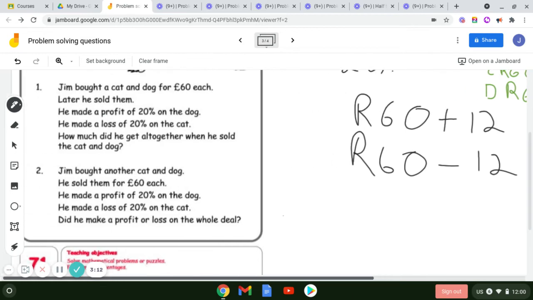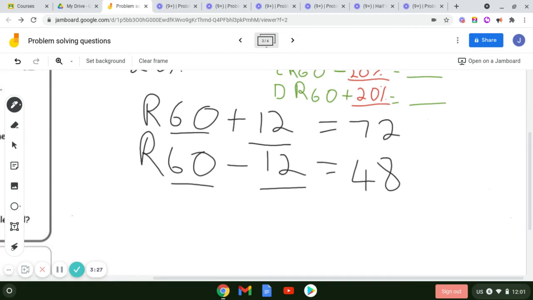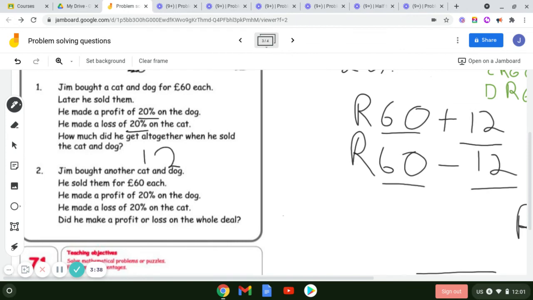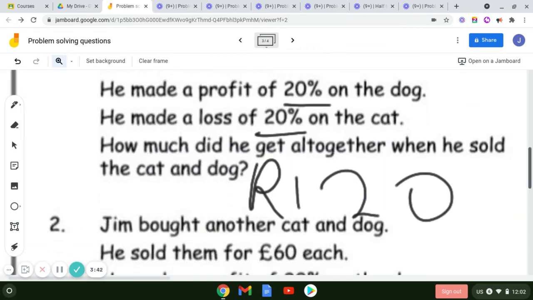So if we go back to our problem, he bought them both for 60. On the dog, he made a 20% profit, which means he got 1/5 more. So we add 12. But for the cat, he lost 12. So we minus 12. And that gives us 72 and 48. And when we add these two together, we get 120. Okay. And that's how much money he made. So your answer to number one is 120. All right, so that's the answer to number one is 120.